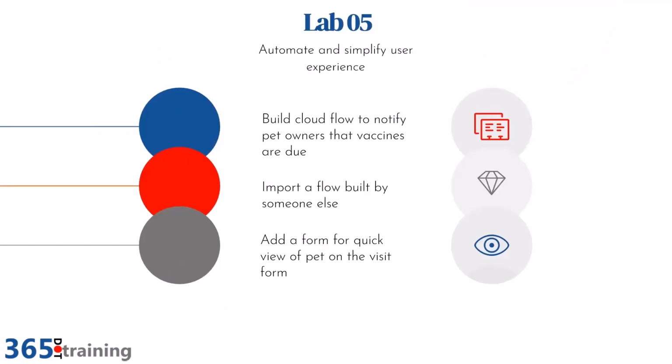And in this lab 5, you'll be creating a Cloudflow that will send automation, a notification to the primary contact of a household for pets that have vaccinations soon. You'll also be importing a flow that will bring in some sample data for you for dog breeds to your environment. And you will have a bonus exercise to add a new quick view form for pets that will be included on that main visit form.